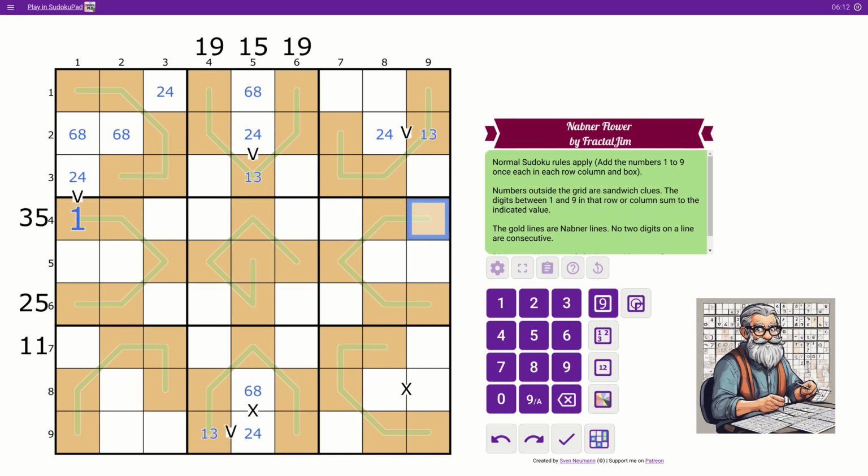And this one is 9. Right. So this one is a 4. And this one is a 2. Okay. That's about it for this one.